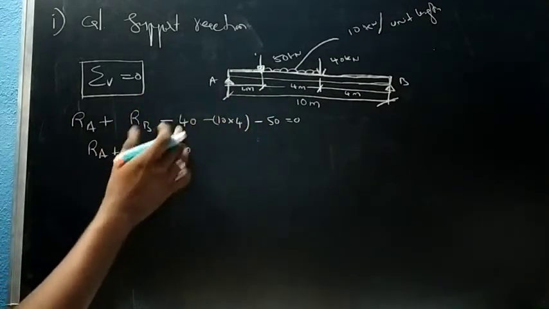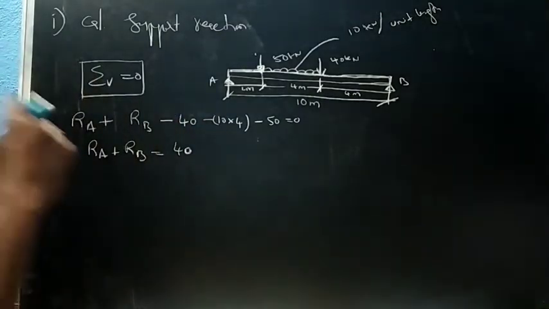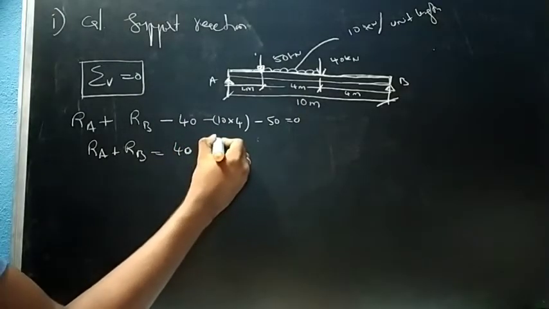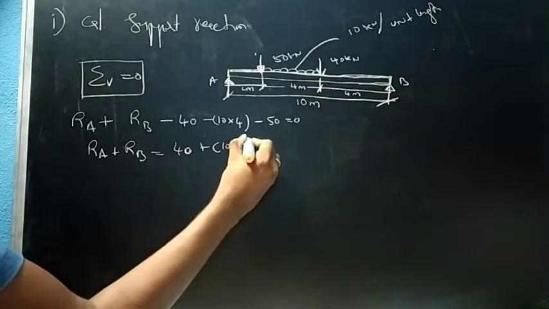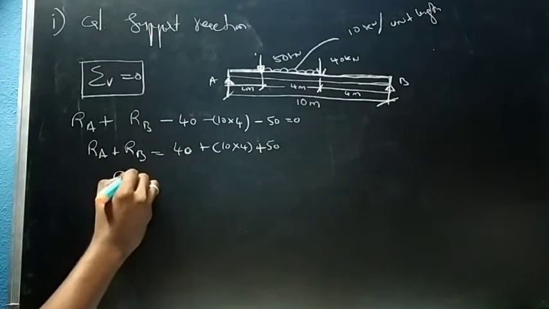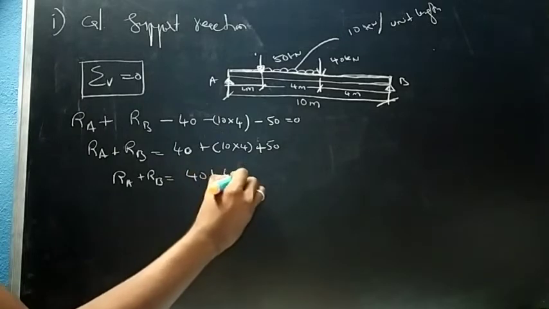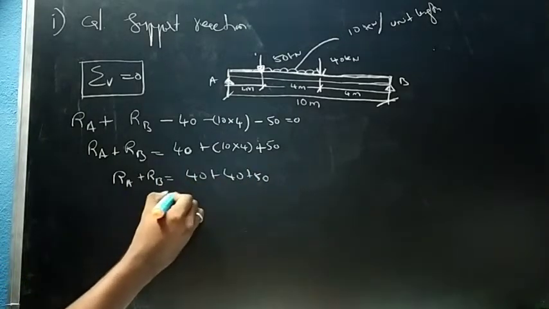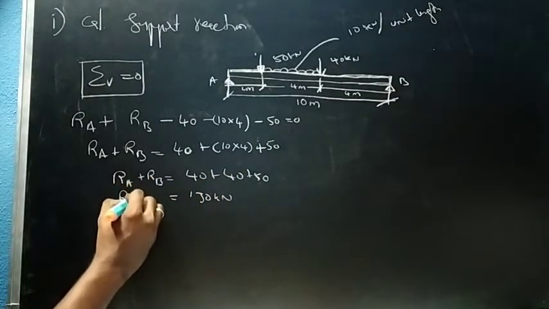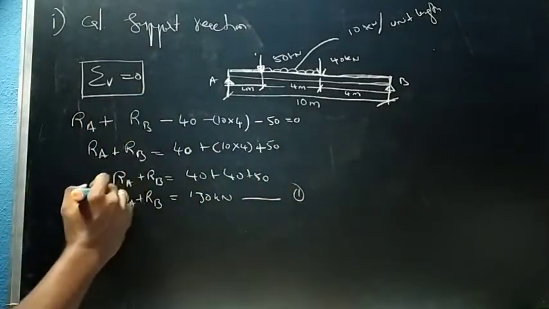So I am bringing this to the left hand side. That is 40 plus 10 into 4 plus 50, right? From here RA plus RB equals 40 plus 40 plus 50. So what is the total? So 130 kilonewton, that is RA plus RB, we got 130 kilonewton, let's say equation number 1.